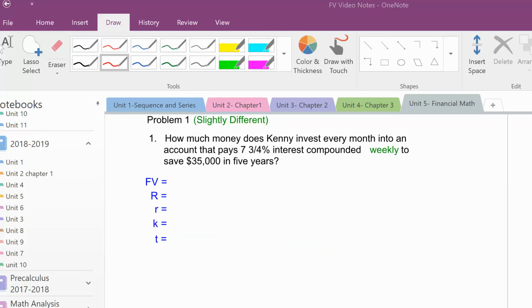Now, this problem's slightly different. Same numbers, but now it says it's compounded weekly. So the future value is $35,000. You still don't know what the deposits are. The rate is 0.0775. It's compounded weekly, so that's 52 times for 5 years. So now your equation looks like this.